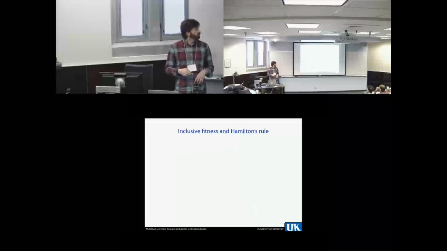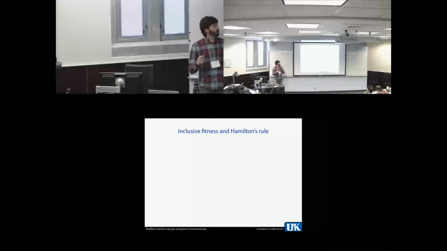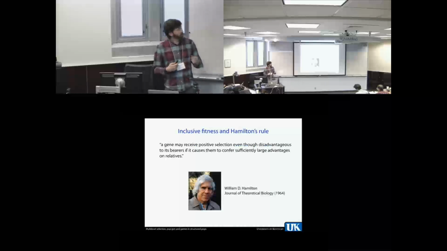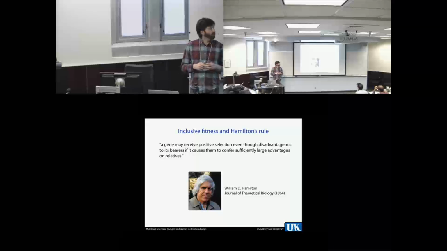But the next thing we'll look at is, in a structured population, we'll look at deriving this Hamilton's rule formula, which we'll show in a second. So, how individuals might have social effects on their partners, depending on whether their partners are genetic relatives or not. When Bill Hamilton wrote his paper, this is where he introduced his eponymous rule. He said a gene may receive positive selection even though it disadvantages its bearers if it causes them to confer sufficiently large advantages on relatives.